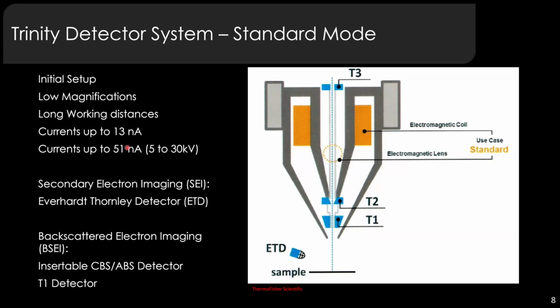We would usually depend on the traditional detector for secondary electron imaging. And for backscatter, we could use our insertable detector, which fits underneath, or the T1 detector, which is up in the column.